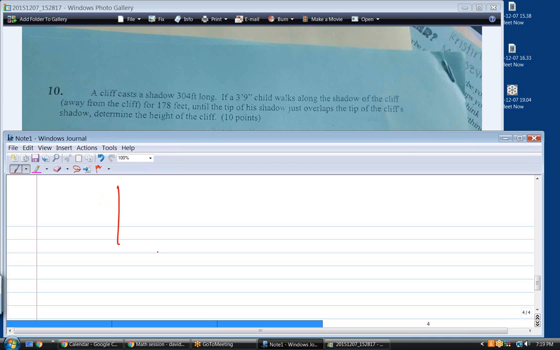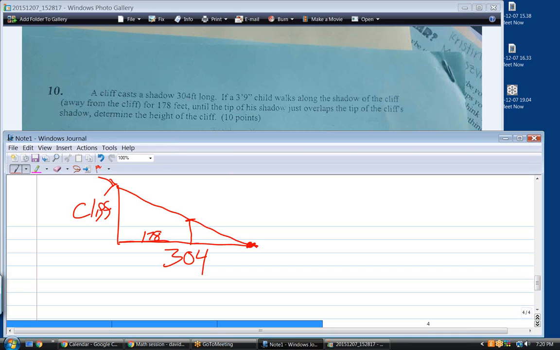A cliff casts a shadow of 304 feet. Well, there's the 304 feet. Okay. There's the cliff. And here's the sun coming from this direction. That's why it's casting the shadow. If a 3-foot 9-inch child walks along the shadow of the cliff for 178 feet, so he's walking in this direction for 178 feet, and he finally gets to a point right there, that's 178, and at this point, the tip of his shadow is on the same tip as the cliff shadow.